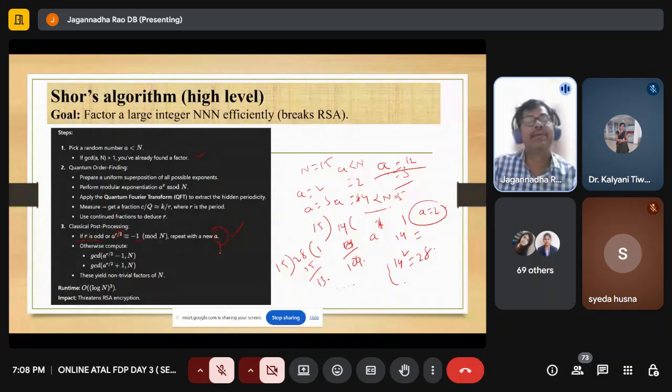Otherwise, once you take any a value, you get an even number as the period, then a power r by 2 you can calculate because of the even r value. Then you simply do plus or minus 1, giving 2 factors. These are non-trivial factors of n. So the runtime for this is order of log n cube. So this threatens RSA encryption, because using this we can break the RSA encryption.